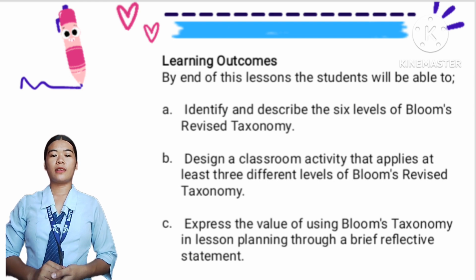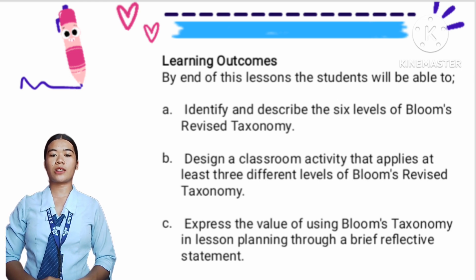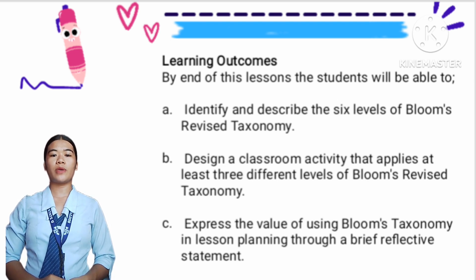Learning Outcomes. By the end of this lesson, the students will be able to identify and describe the 6 levels of Bloom's Revised Taxonomy, design a classroom activity that applies at least 3 different levels of Bloom's Revised Taxonomy, and express the value of using Bloom's Taxonomy in lesson planning through a brief reflective statement.